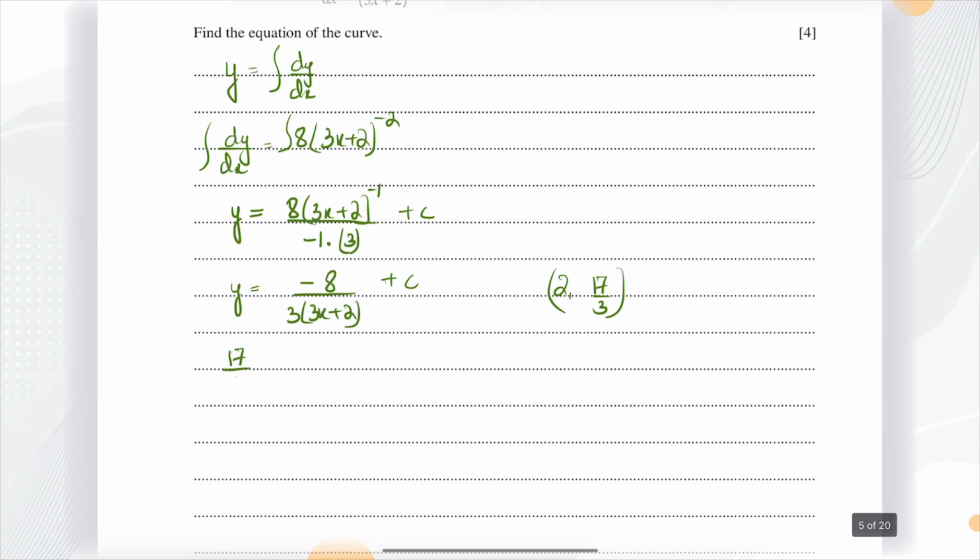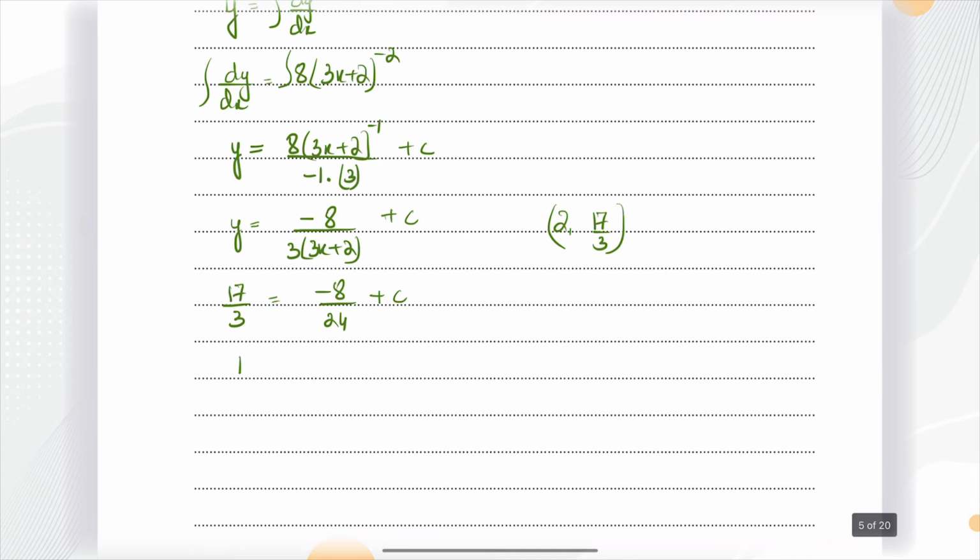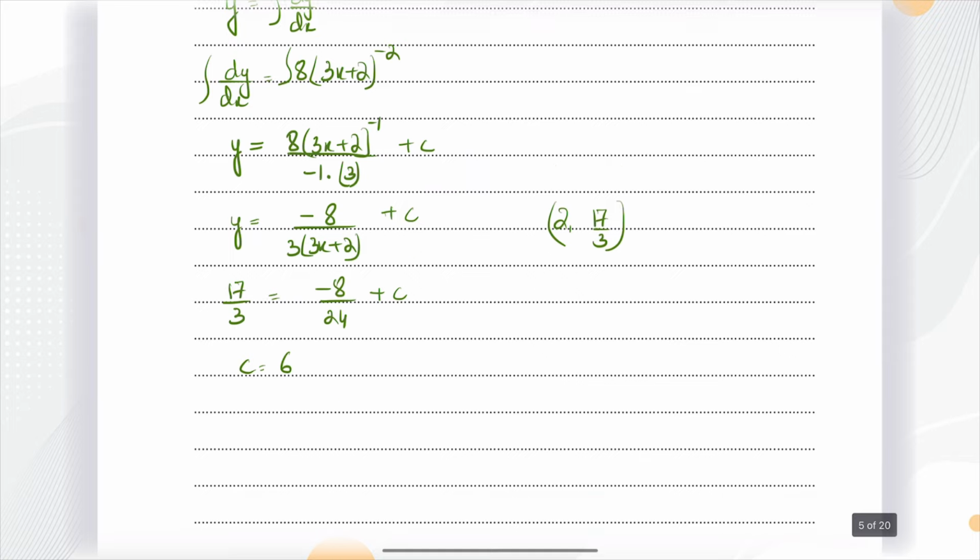So 17 upon 3 equals minus 8. 3 into 2 is 6, 6 plus 2 is 8, 8 into 3 is 24. So minus 8 upon 24 plus c. And here we have 17 upon 3. In fact, let's just use a calculator, save some time, and write down the value of c directly. So c is going to be 17 upon 3 plus 8 upon 24. So we're looking at 6. And there you go.